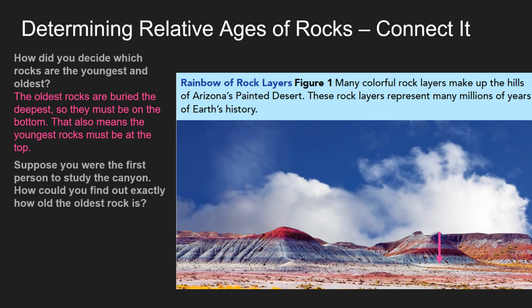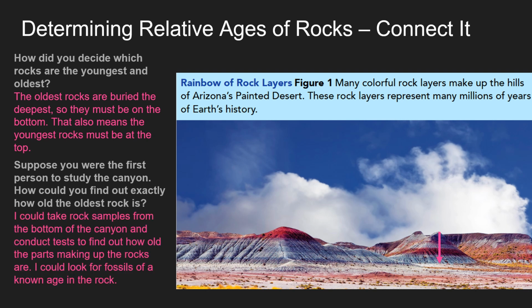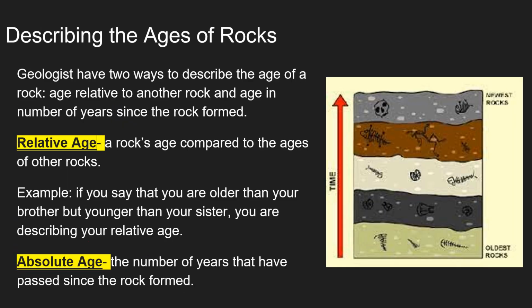Suppose you were the first person to study the canyon. How could you find out exactly how old the oldest rock is? And the sample answer would be, I could take rock samples from the bottom of the canyon and conduct tests to find out how old the parts making up the rocks are. I could look for fossils of a known age in the rock.